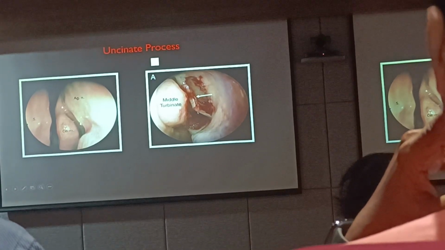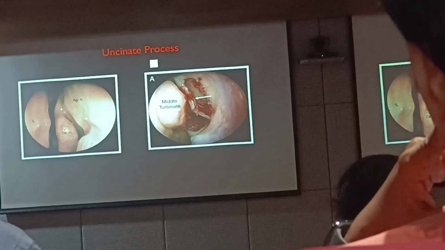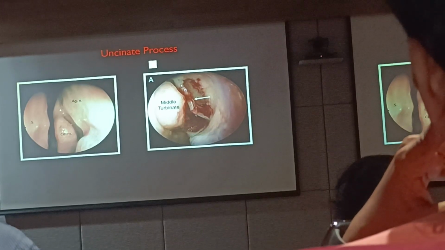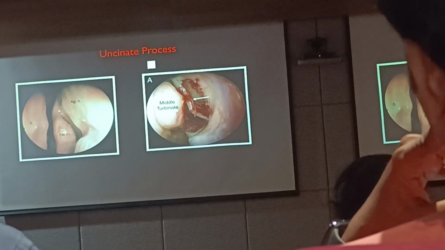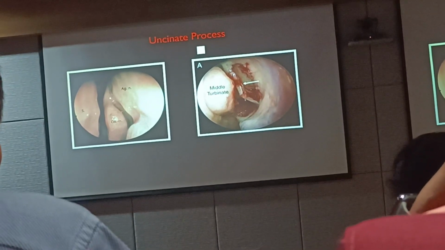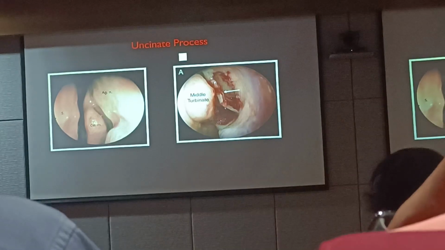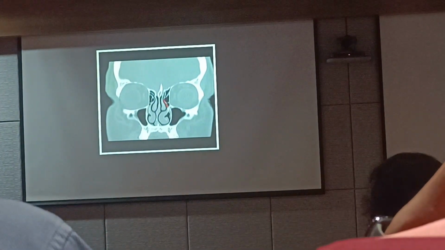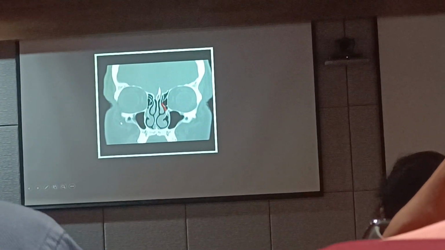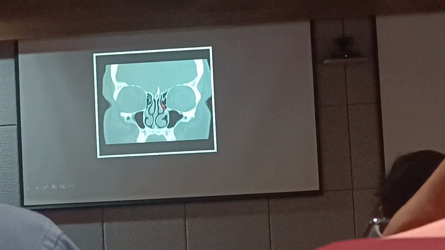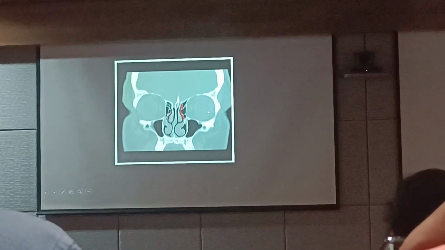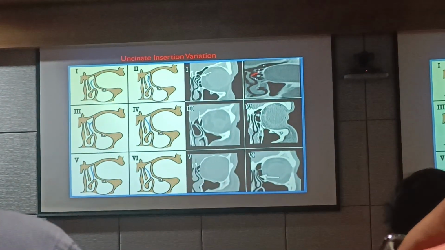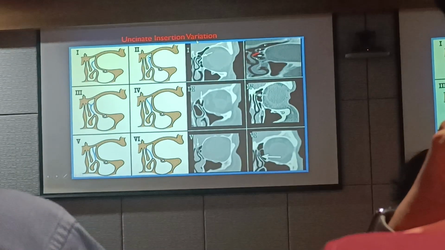Because only when you go with a backward forceps and take this uncinate out, can you open up the whole infundibulum or the hiatus semilunaris. Till then, all those ostia are hidden within that groove. So that groove is formed by the uncinate. There you see the uncinate going there. You see the red mark coming over here, uncinate. And that uncinate is going and attaching up there. Can you see that? It's attaching to the skull base. That's the variations in the uncinate attachments.